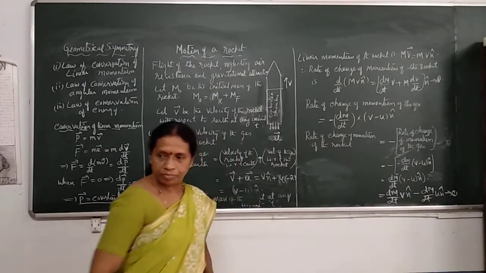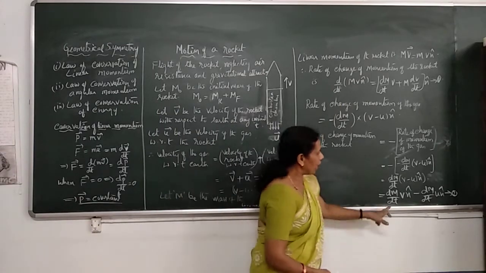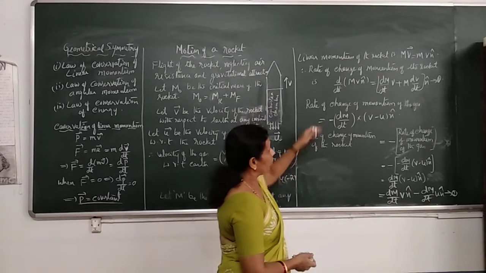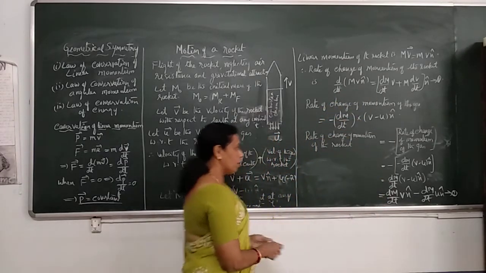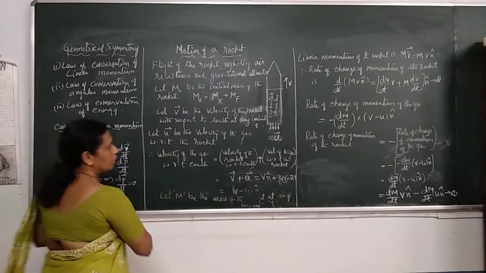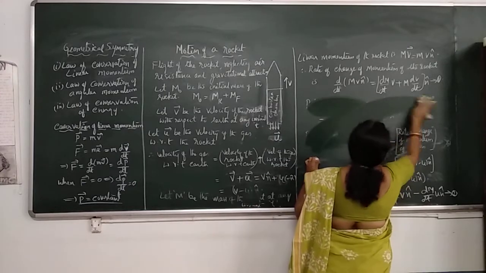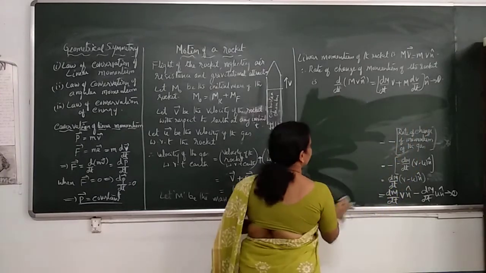Now using equations 1 and 2. See, both 1 and 2 are the expressions for rate of change of momentum of the rocket. These two give the rate of change of momentum of the rocket. Now equating those two, 1 is equal to 2. Now let us write.